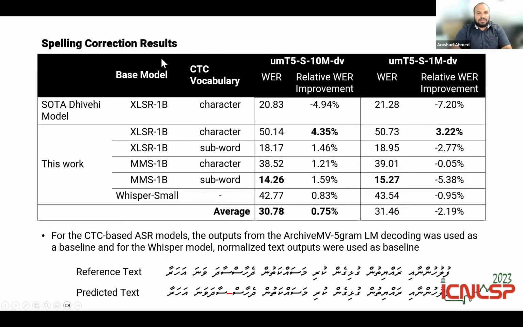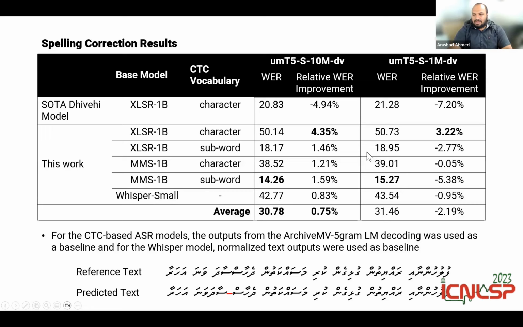Next, we'll look at our spelling correction results using our two different spelling correction models. Here is the baseline for the CTC-based models. We have taken the outputs from the academic 5-gram language model decoding and use that as input, and we're comparing the word error rate against it. For the Whisper model, we are comparing it against the normalized text outputs from the model, because we didn't use language model decoding for Whisper.